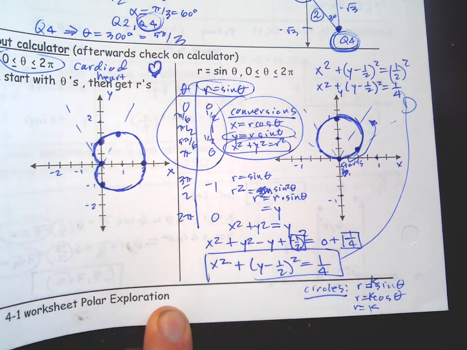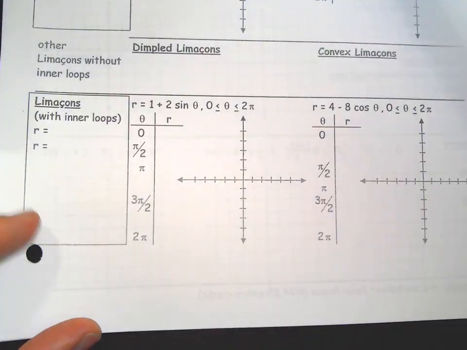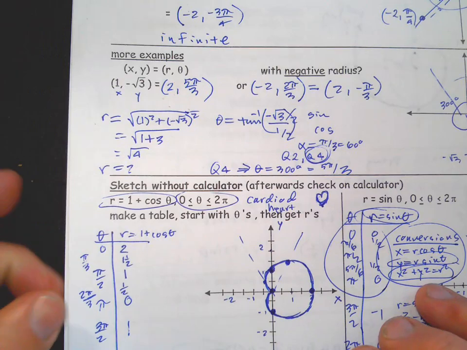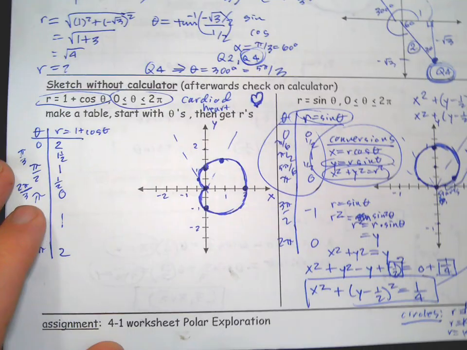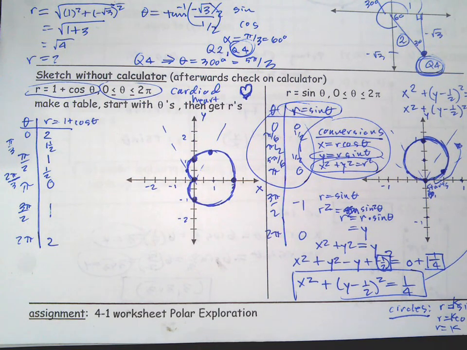But anyways, try the worksheet tonight. You can wait to do the last two problems, 12 and 13. You could try them, but we're going to spend a little more time tomorrow trying to figure out how to graph those. They're kind of interesting graphs. All right.